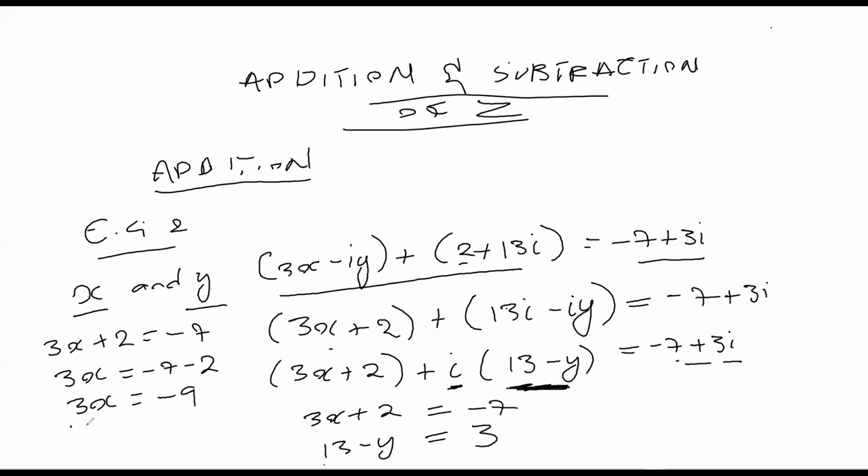Then making x the subject of the formula, we divide by 3, cancel that. And 3 into -9 is simply just -3. So our x value there is -3.